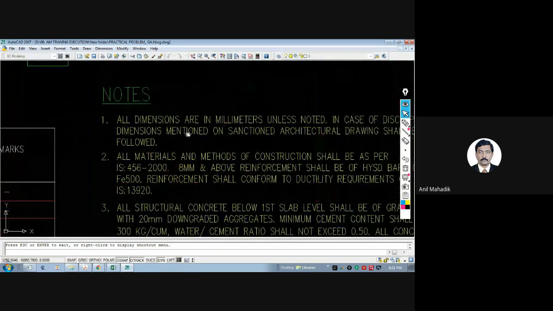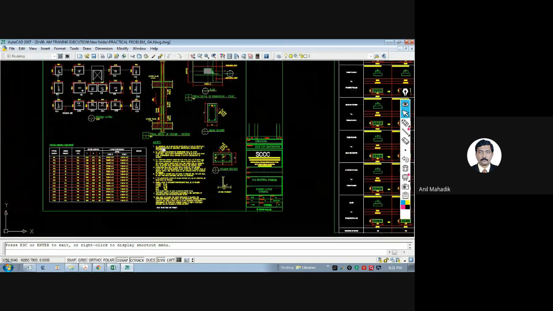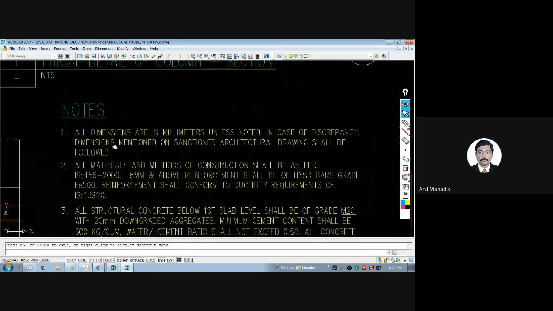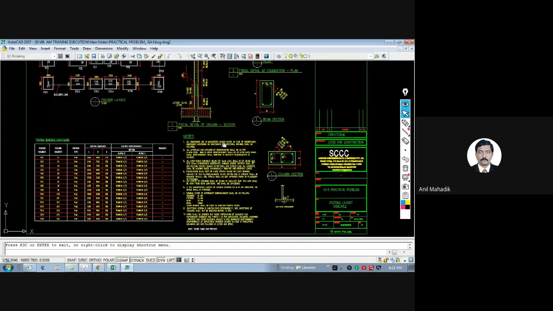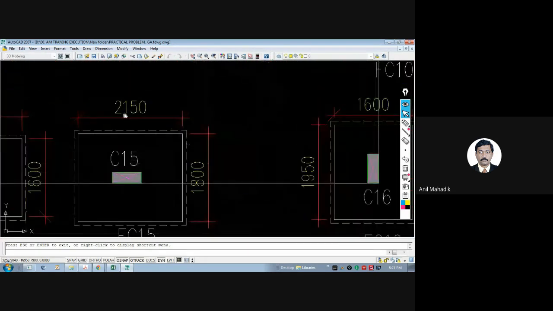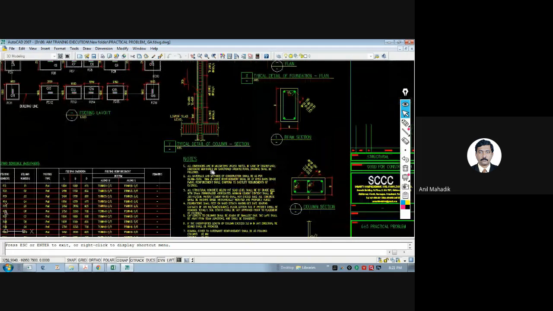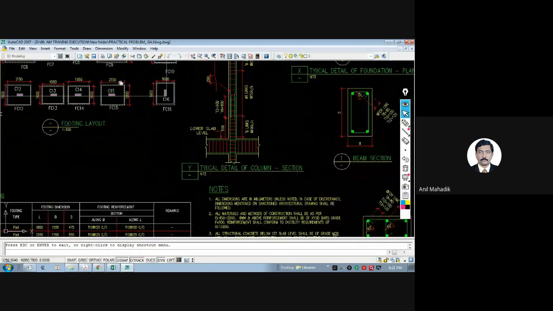Now let's go into the notes. So we are having a lot of notes in the drawings. Whenever we prepare any drawings, the notes are generally there in the drawing. So first note, you can see, all dimensions are in millimeters unless noted otherwise. That means all these dimensions are in mm. You can see 2150 is mm. This is general practice. We generally give this dimension in mm.